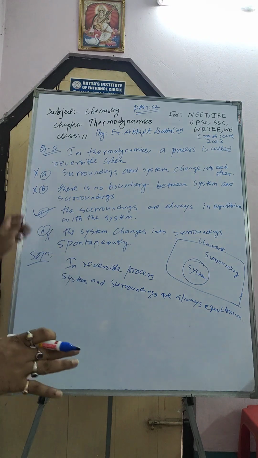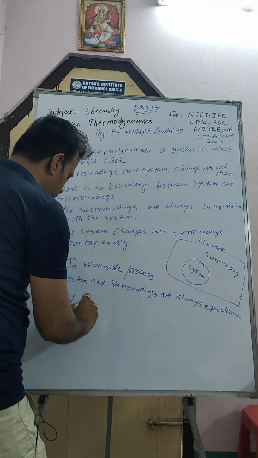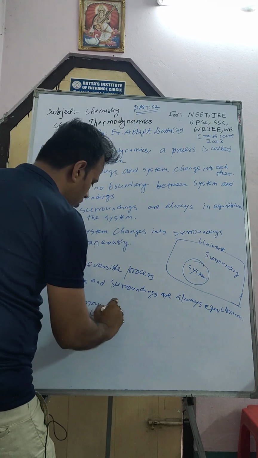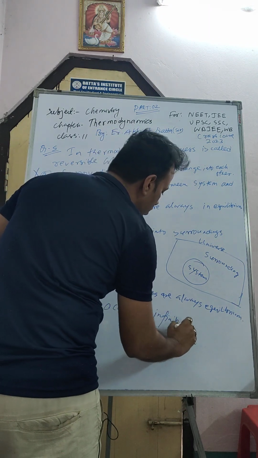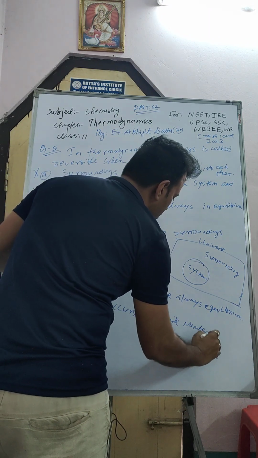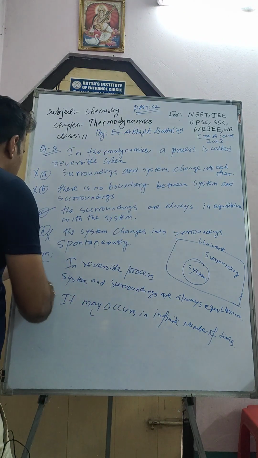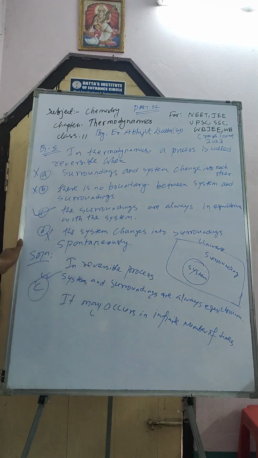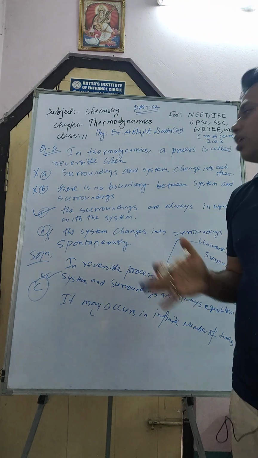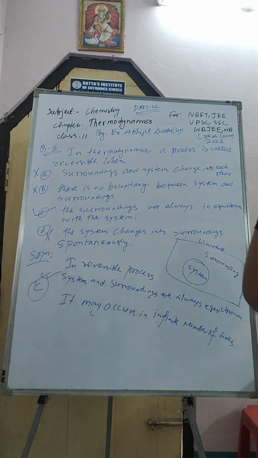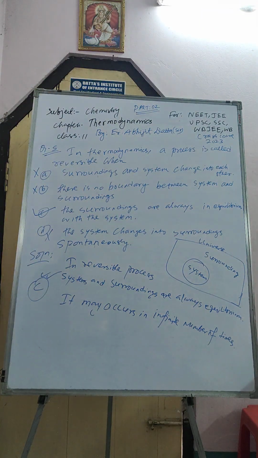And this may occur an infinite number of times. So option C is the correct answer here. You have to remember, in a reversible process, system and surroundings are always in equilibrium, and it may occur an infinite number of times. Okay, fine. So we move on to the next question.